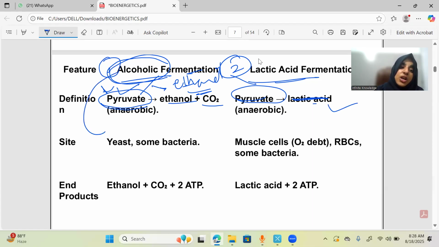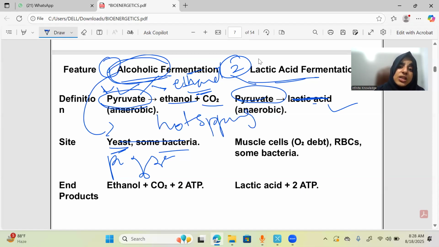Where does alcoholic fermentation occur? This is very easy. It occurs in yeast because it's used to make pizza and breads, and it also occurs in some bacteria. Bacteria, for example, those that live in hot springs where oxygen is not available, it is sparse in supply. So those bacteria, especially thermophilic bacteria, usually undergo alcoholic fermentation. Okay, and the site for lactic acid fermentation is muscle cells, which produces oxygen debt, as we discussed before, and some bacteria. The end products, it's very easy: ethanol, carbon dioxide, and 2 ATP.